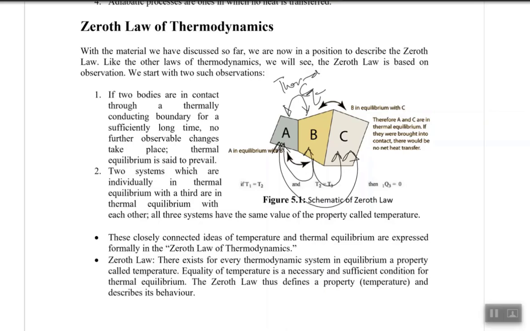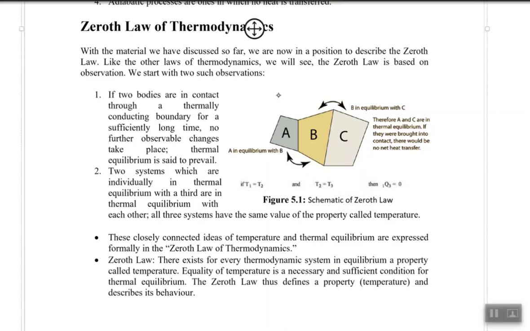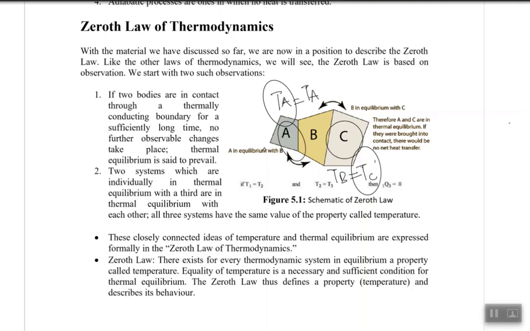In other words, if a property called temperature TA is equal to TB, and TB is equal to TC, that means the property temperature TA would be equal to the property temperature TC. And obviously, there will be no heat transfer from TA into TC or TA into TB.